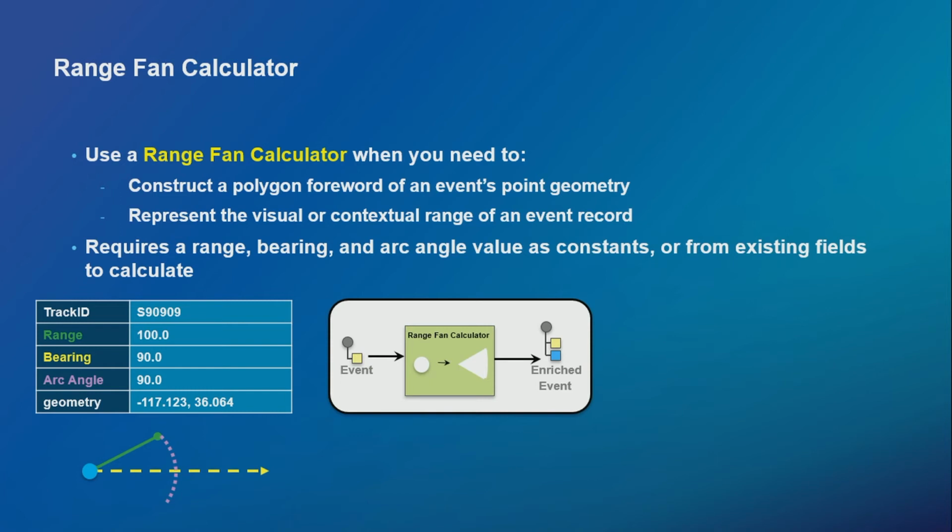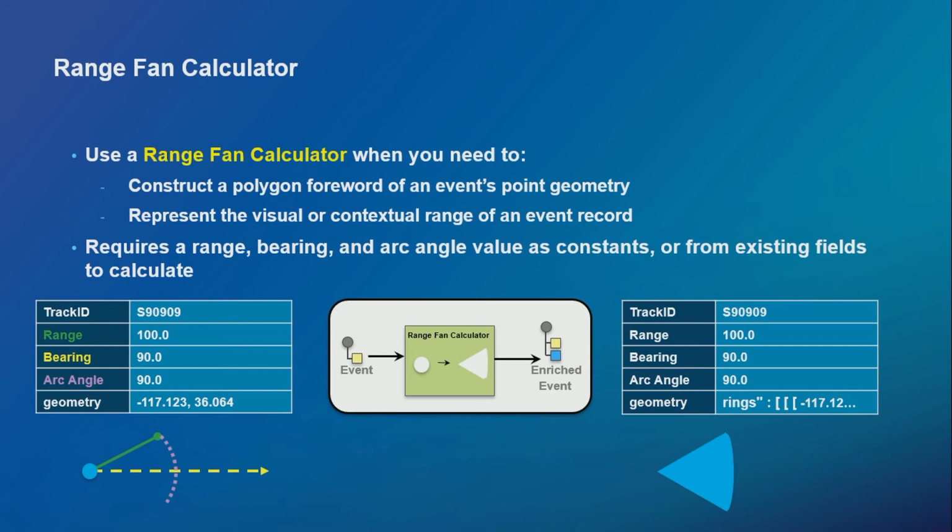In this case, we provided a range of 100, a bearing of 90 degrees, and an arc angle value of 90 degrees. Once we pass that through, we get that feature on the right there, kind of a right angle range fan. I should mention that we can provide these values within the processor as a constant.